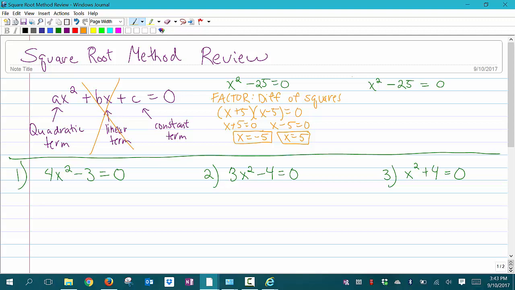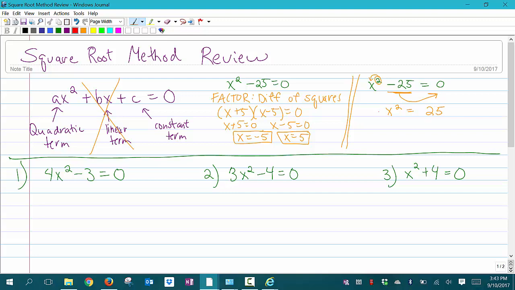However, there is another method that we could also use, but we do need to be careful. We have no linear term, so we are allowed to use the square root method. The square root method requires, first of all, that you identify what is being squared, and you get that by itself on one side. So that means I need to move the negative 25 to the other side. So that gives me x squared equals a positive 25.